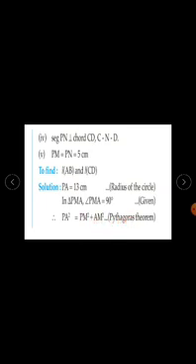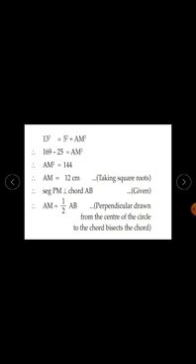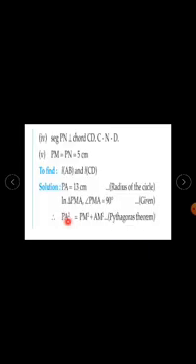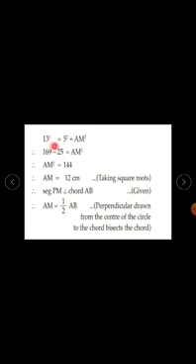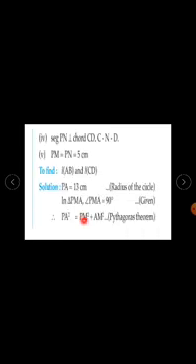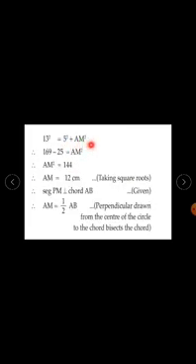Now substitute values. 13 square equal to 5 square plus AM square, because PA is 13 and PM is 5. 13 square is 169, 5 square is 25. So transposition: 169 minus 25 equal to AM square. Therefore AM square equal to 144. Taking square root, AM equal to 12 centimeter.